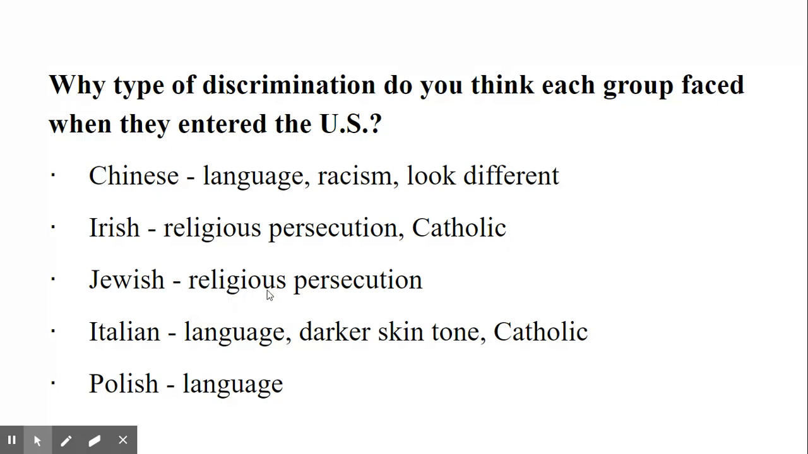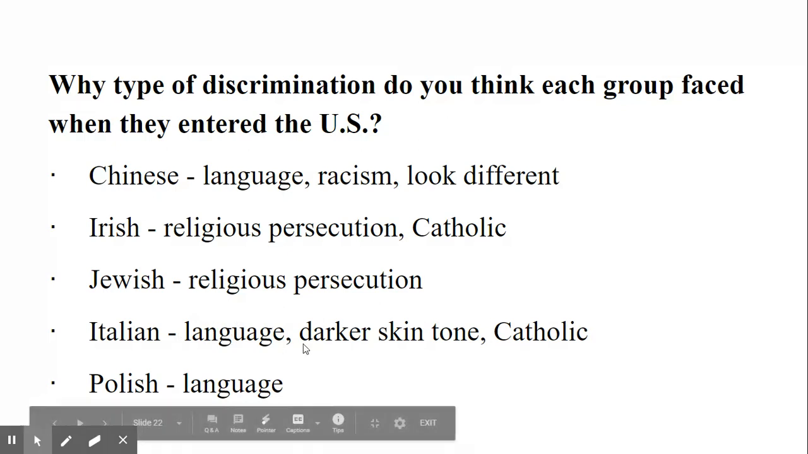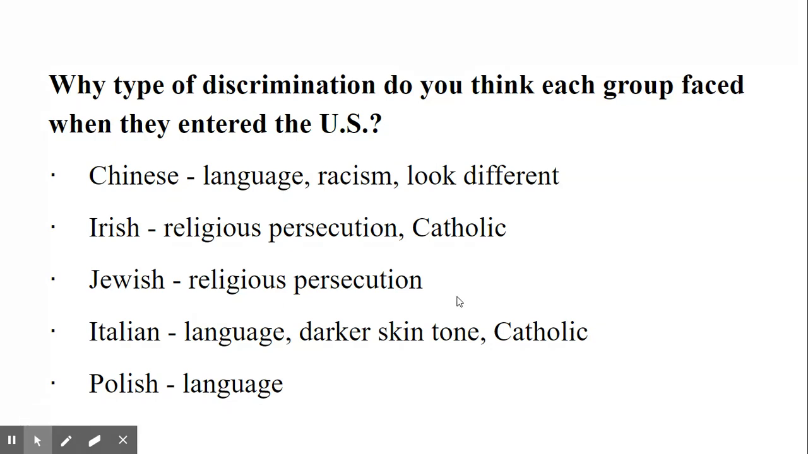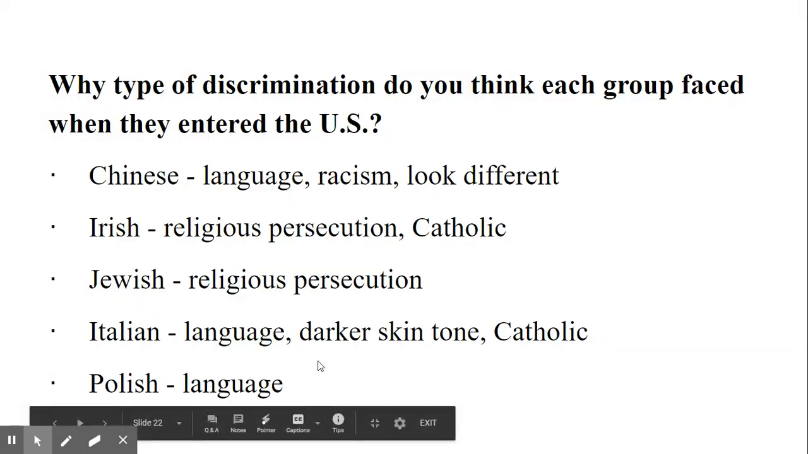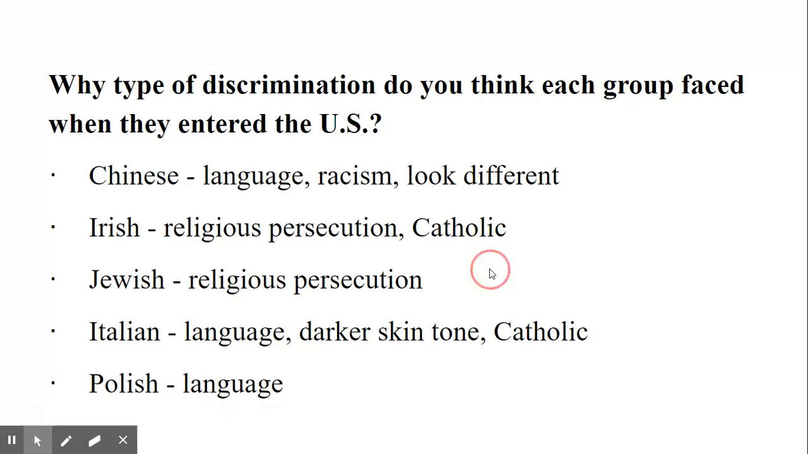Jewish people, the same thing, a different religion. The Italians had a language barrier, and a lot of them were Catholic. And again, they were moving to a predominantly Protestant country at the time. And then lastly, the Polish. I don't know a lot about the Polish other than their language difference.